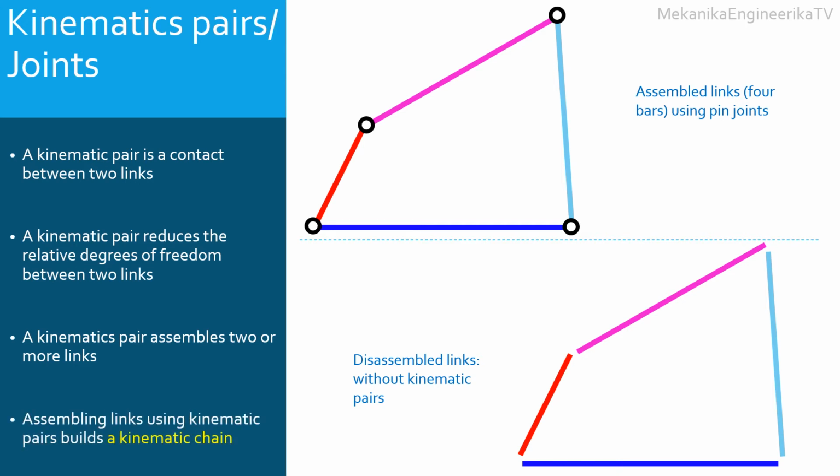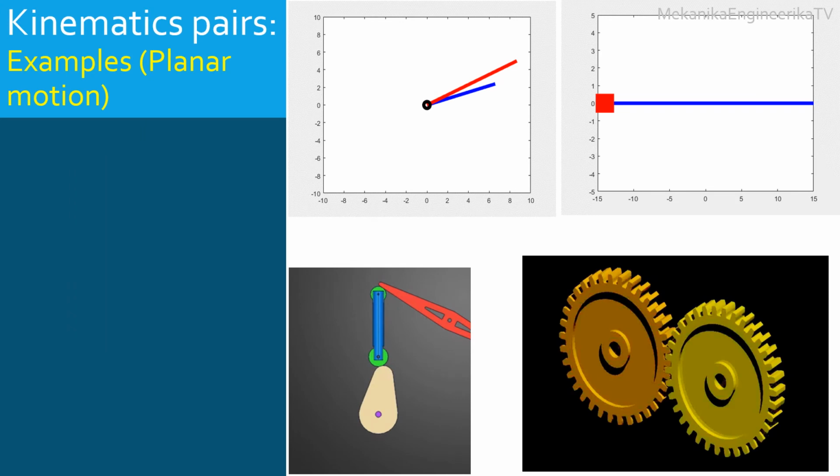Assembling links using joints or kinematic pairs builds a kinematic chain. Thus, a kinematic chain is the assembly of links using kinematic pairs. Let's have some examples of links. However, we will focus only on planar motion or links that can be used in planar mechanisms.